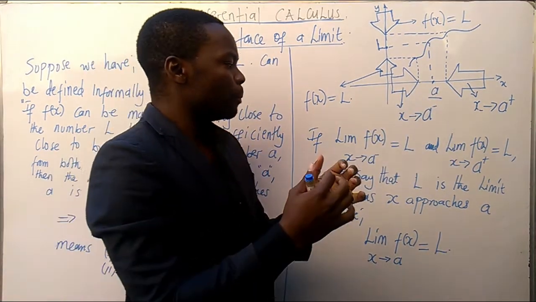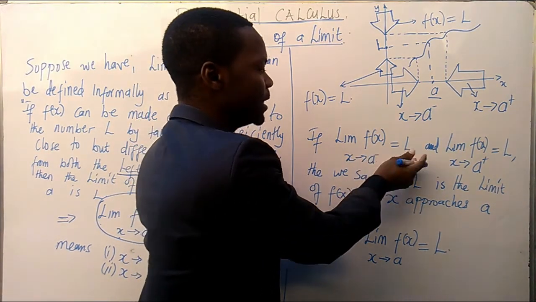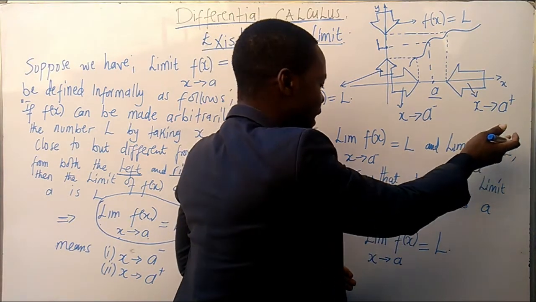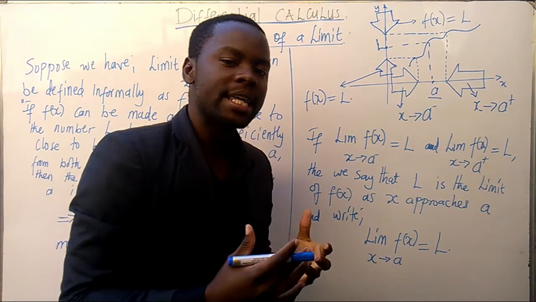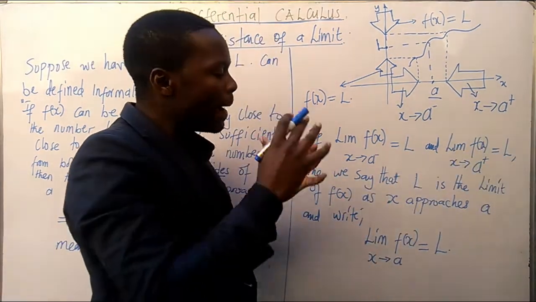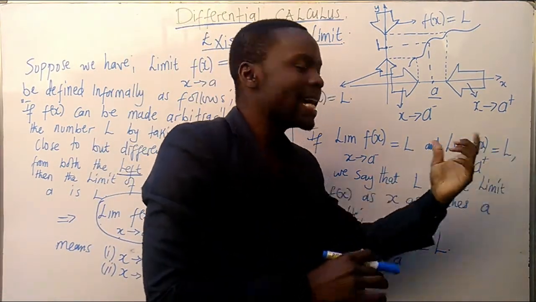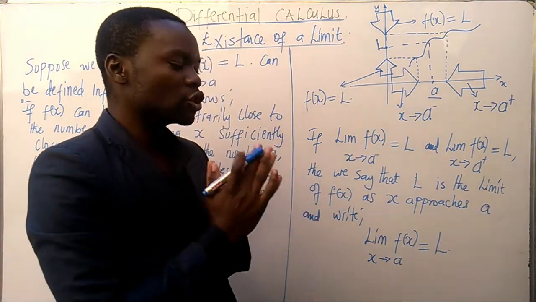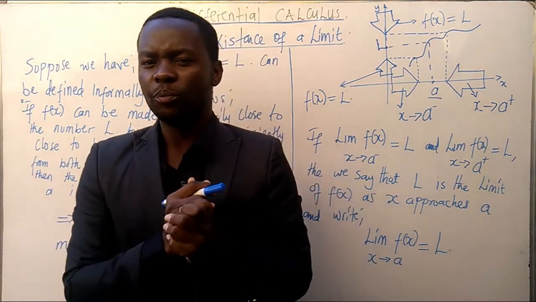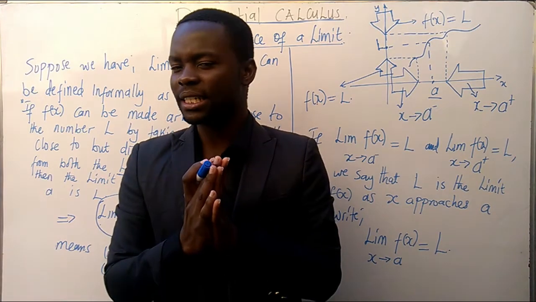Very simple. If the limit of f of x as x approaches a from the negative side is L, and the limit of f of x as x approaches a from the positive side is L, then we can say that the limit exists because it is giving us the same answer. But if the values here and here are different, then the limit does not exist. Very simple. In this video, I've talked about how you can check whether the limit exists or not.